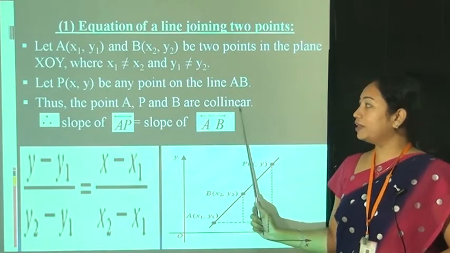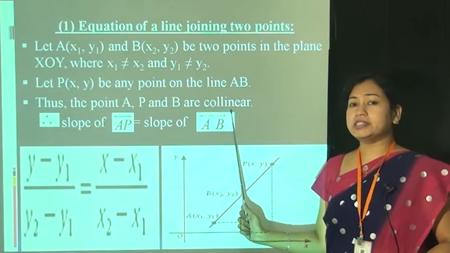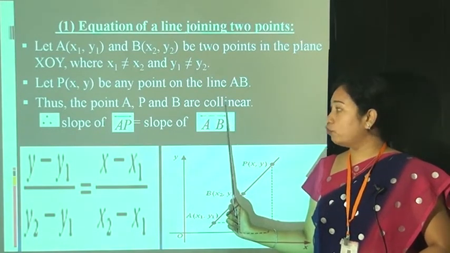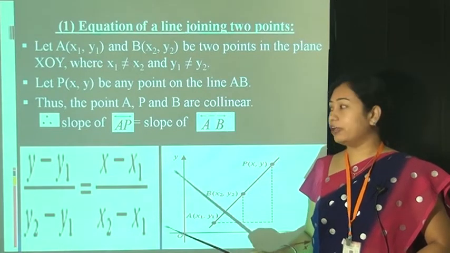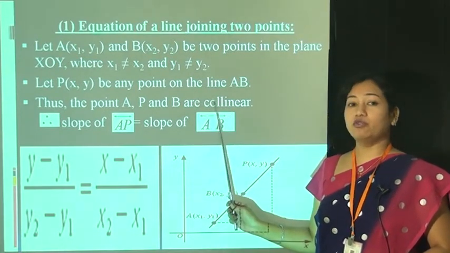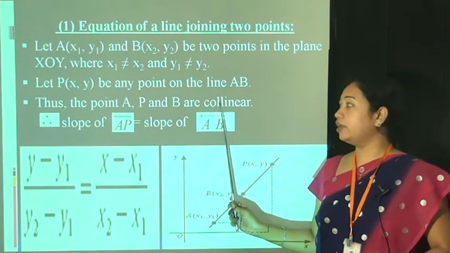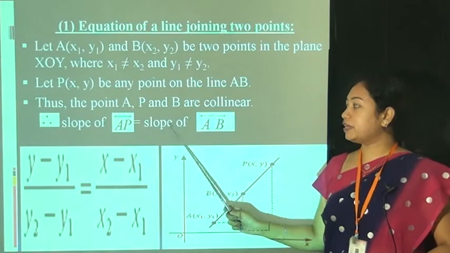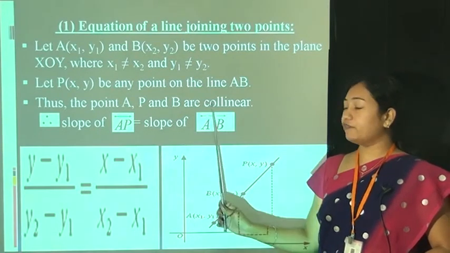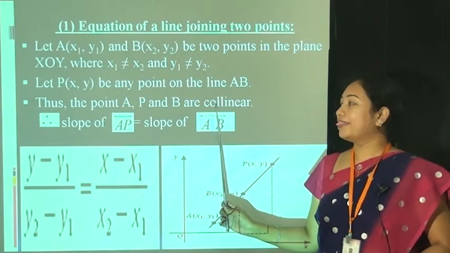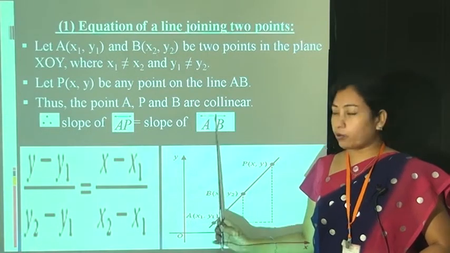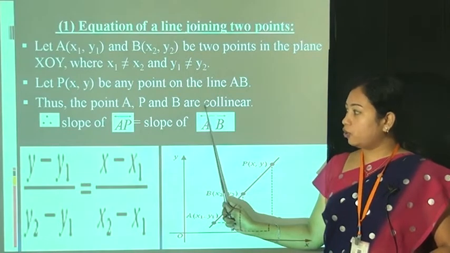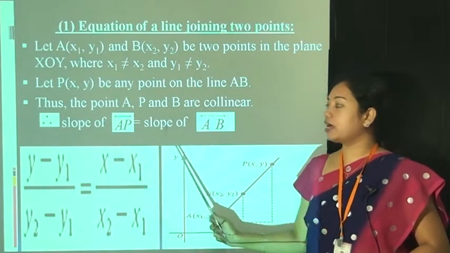Here the new word is collinear. Collinear is nothing but points lying on the same line. Points that lie on one line are called collinear points. Therefore slope of line AP is equal to slope of line AB. If the points are collinear then the slopes between them are always the same. So here these 3 points are collinear, that's why the slopes are equal.